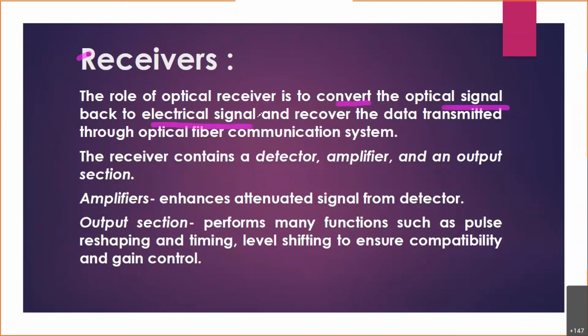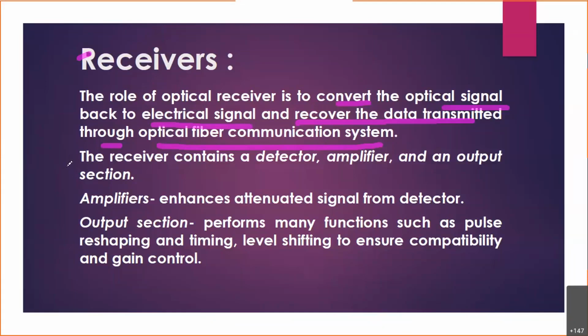I mean, the original signal, you need to convert it again and recover the data transmitted through the optical fiber communication system. Again same thing, first you need to modulate and then demodulate your signal. So same thing, the demodulation part can be done with this receiver. That will convert your original signal into the electrical signal, or whatever the signal you may have in the input side. So that's what this receiver is going to do.